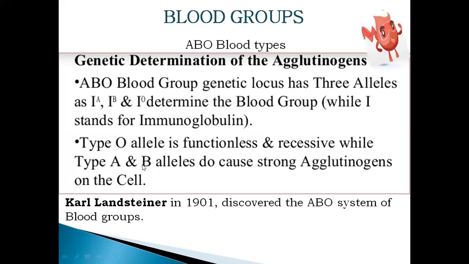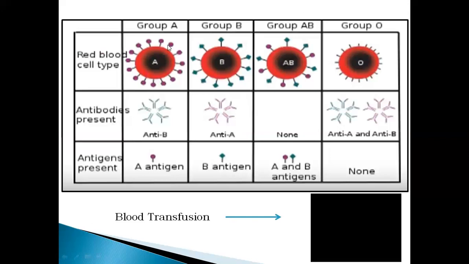The type O allele is functionless and recessive, while type A and B alleles do cause strong agglutination, and these are the decisive alleles that determine whether the blood group is A, B, AB, or O. These are the four categories: Group A, Group B, Group AB, and Group O, which are recognized and followed globally.